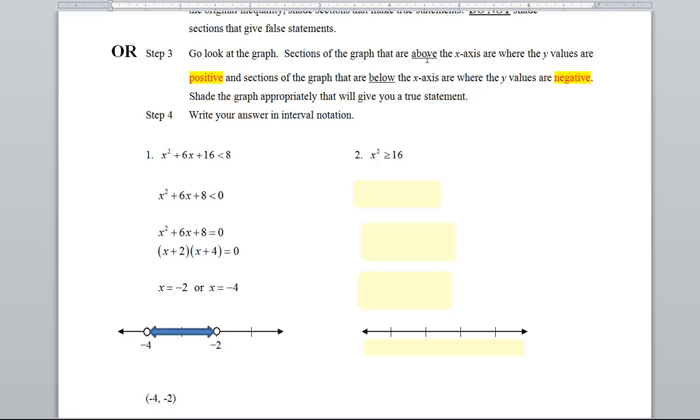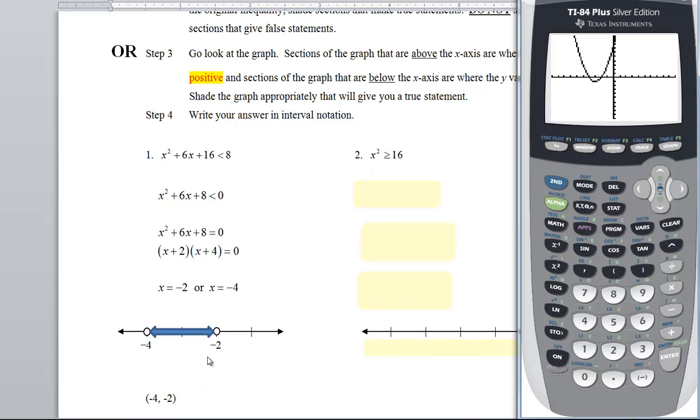Go look at the graph. Sections of the graph that are above the x-axis are where the y values are positive, and sections of the graph that are below the x-axis are where the y values are negative. So it says shade the graph appropriately. That will give you a true statement. So again, on this one, I want this side to be negative. The only place is between -2 and -4.